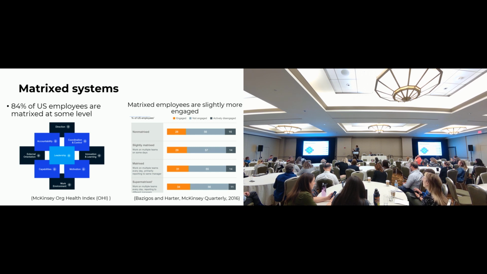Super matrix means you have 2 bosses, you report on a daily basis, and then it comes down from the dotted lines in some places. But anyway, what they found is that employee engagement, which is an important aspect of job satisfaction, actually goes up. And I can tell you, I come from Seattle Children's, and I moved from Fred Hutch, which is not a matrix organization.